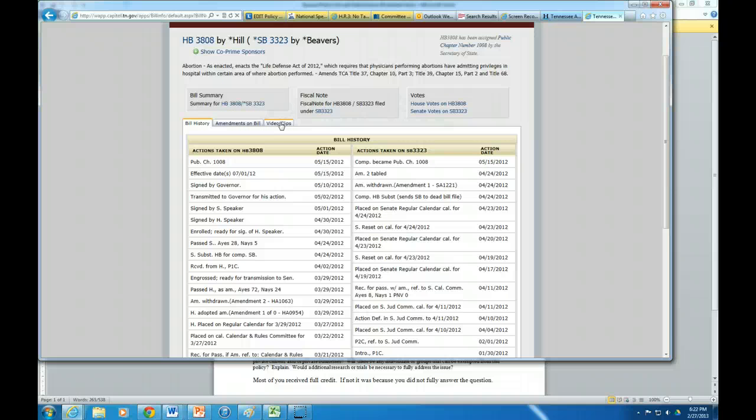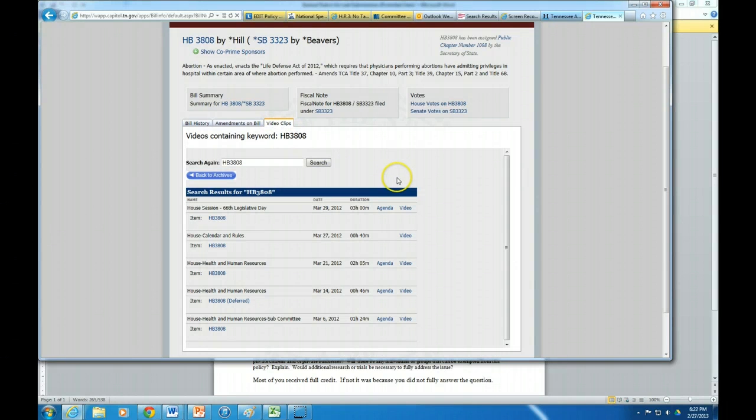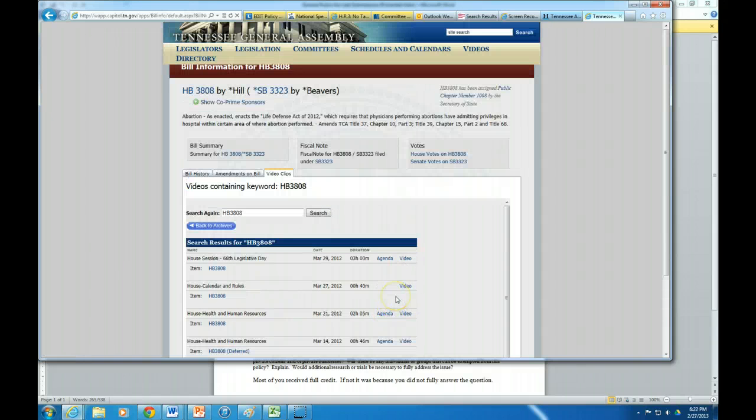And so I can see, and this one actually has been signed by the governor. So this one actually is law, and I can look at the votes on it. I can see what sort of amendments have happened. I can even see video clips. Now that's where I'm going to actually get these are the different committees it's been under, and you can actually watch the video of those, to get an idea of what they're talking about.